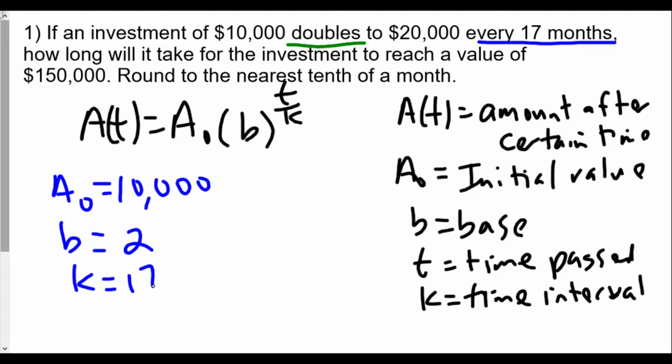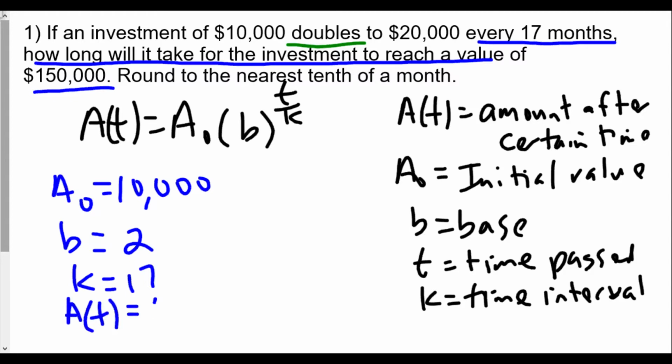Now, we're not sure what the time is going to be, because it asks how long it will take for the investment to reach a value of $150,000. That means our final value after a certain amount of time is going to be 150,000.